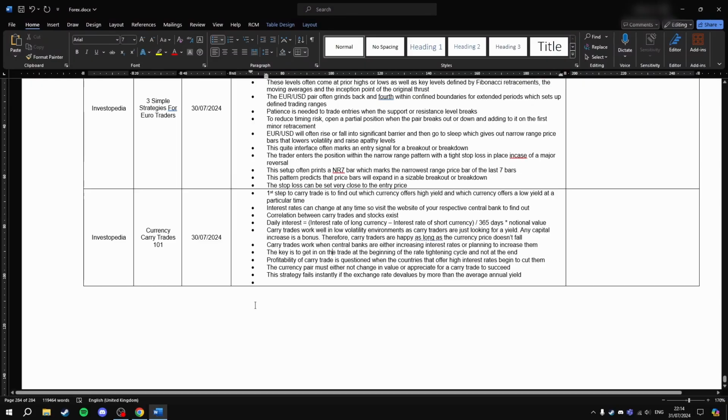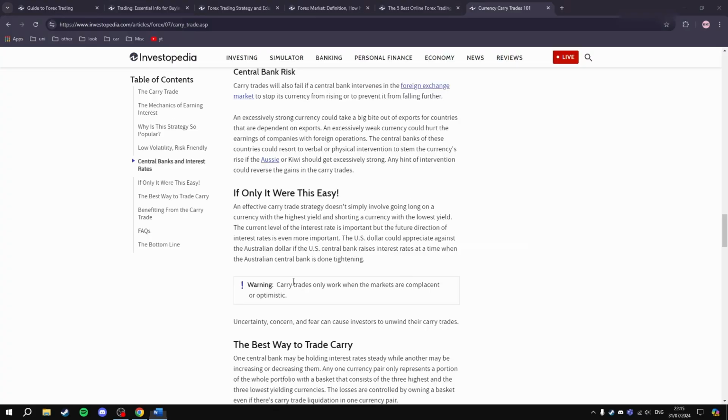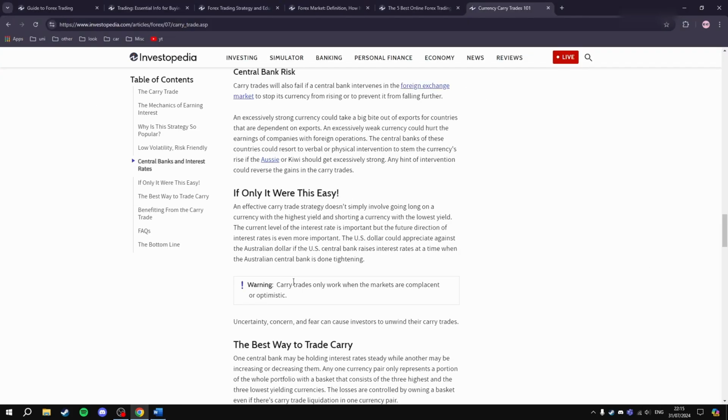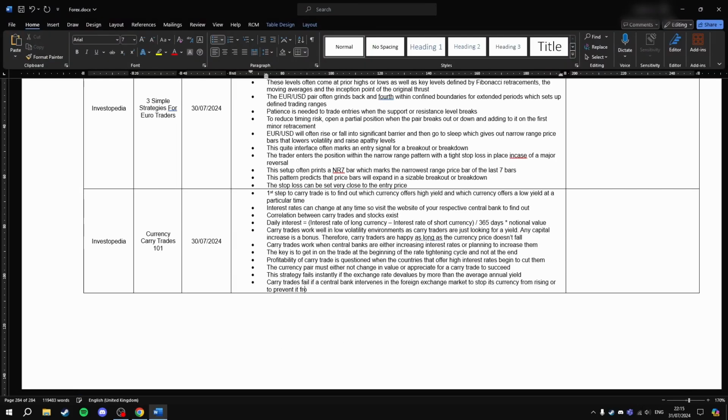So carry trades fail when or if a central bank intervenes in the foreign exchange market to stop its currency from rising or to prevent it from falling further.